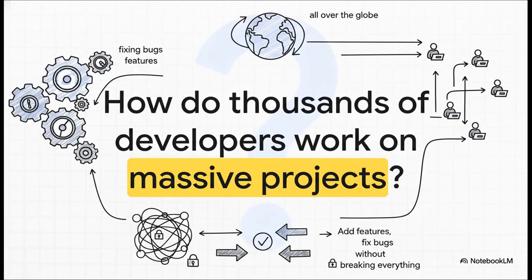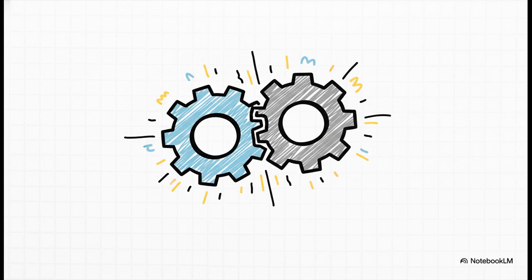I mean, really, think about that for a second. The Linux kernel has over 27 million lines of code, and thousands of different people have contributed to it. How on earth do they add new features and fix bugs without constantly tripping over each other and breaking everything? It seems completely impossible. But the solution is actually pretty brilliant. And no, it's not magic.